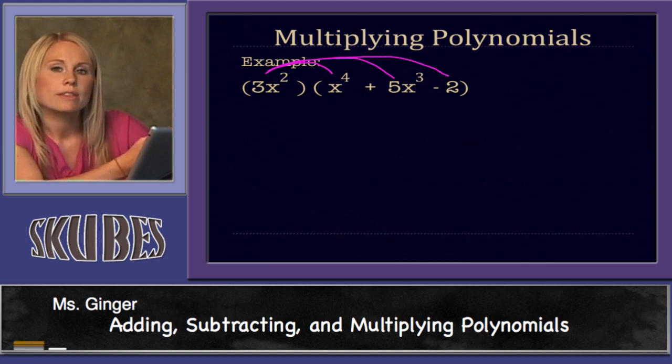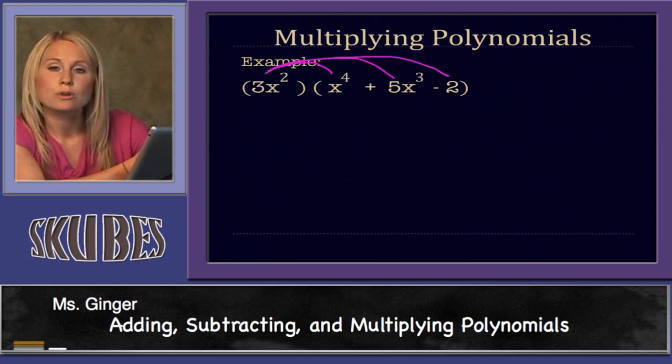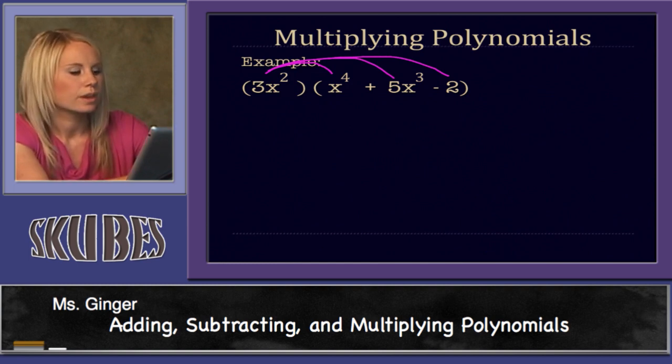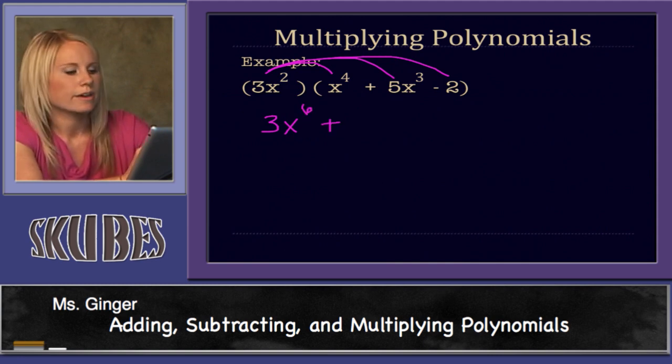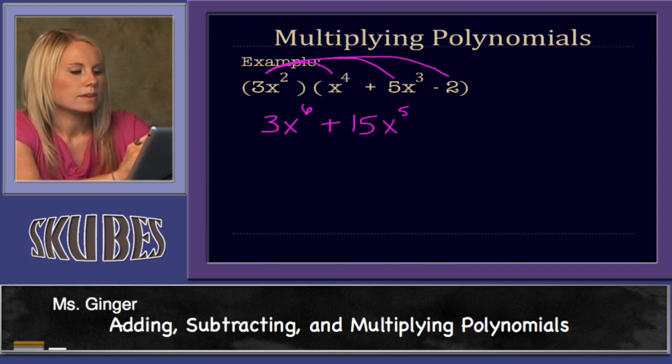We're going to multiply the coefficients, and then remember, when you're multiplying like bases, you're supposed to add the exponents, so that's what we're going to be doing with the powers. So we've got 3x to the 2 plus 4, which is 6. Next we have 3 times 5, 15. X to the 2 plus 3 gives me 5. And then minus, because of this minus 2, 6x squared.